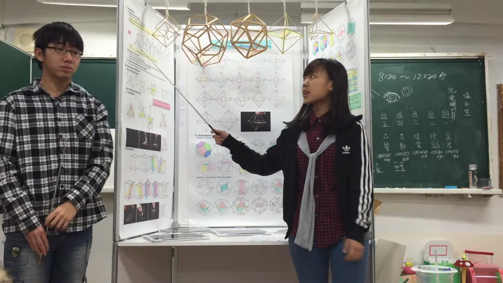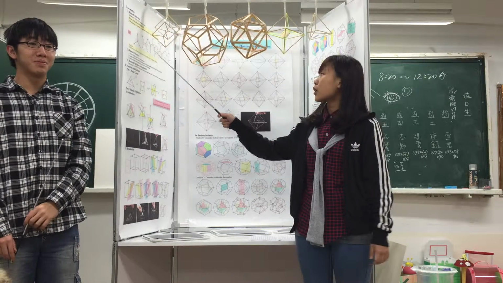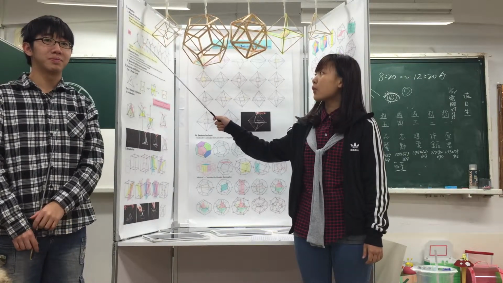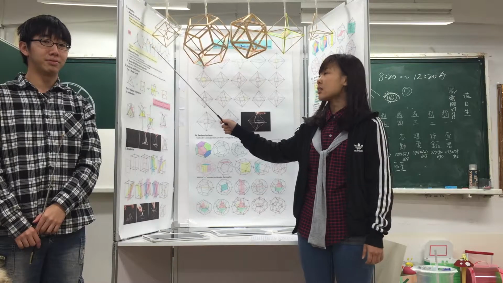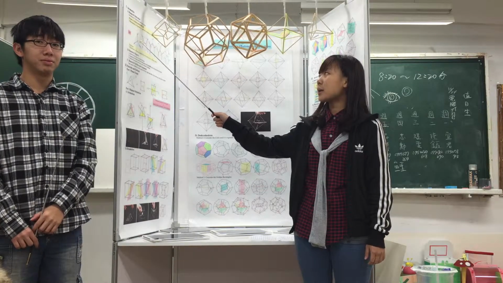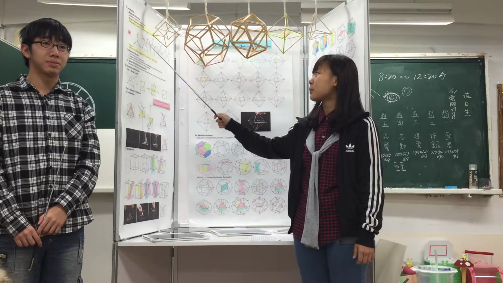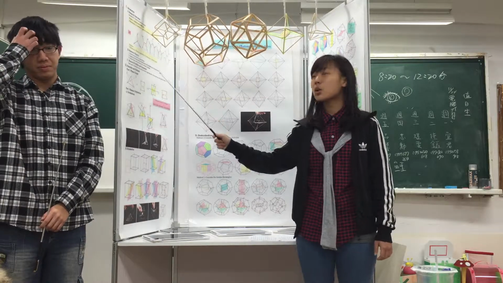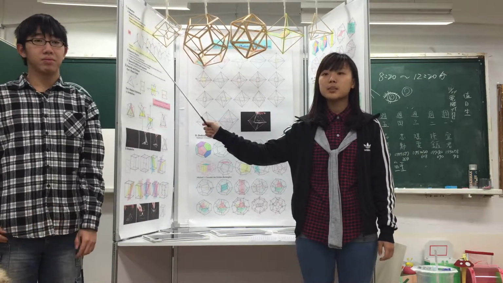This is our introduction. First, in triangle ABC, we want to find a point S such that the sum of the distances of segment SA, segment SB, and segment SC is shortest, so we call point S its Fermat point.